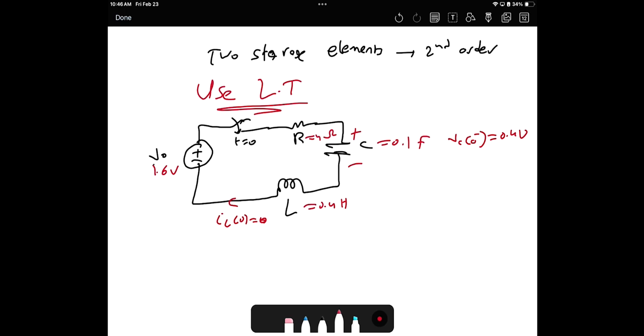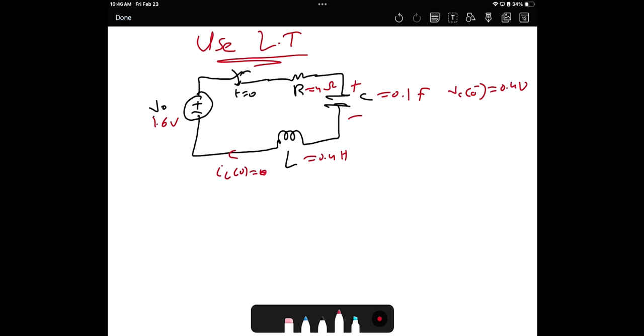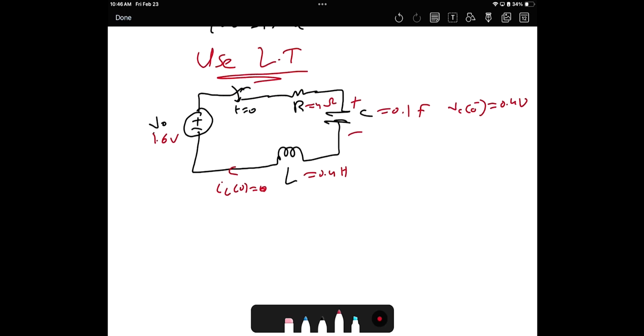Then how do we solve these circuits? The first thing, let's try to make this circuit something similar to signals. For the inductor, the voltage equals L di by dt. For the capacitor, the current equals C dV by dt. That's what we know about these elements.